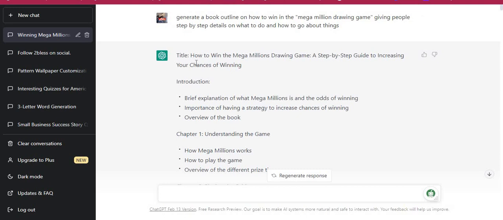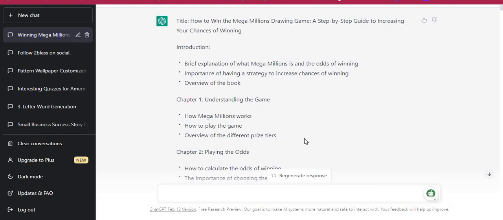Yeah, so here we are. You can see what ChatGPT generated for us. I told ChatGPT, generate a book outline on how to win in the Mega Million drawing games, giving people step-by-step details on what to do and how to go about things. So you can see what it generated. It said the title, How to Win the Mega Million Drawing Game, a Step-by-Step Guide to Increasing Your Chances of Winning. Introduction, brief explanation of what Mega Million is and the art of winning. Importance of having a strategy to increase your chances of winning. Overview of the book, chapter one, understanding the game, how Mega Million works, how to play the game, overview of the prizes.